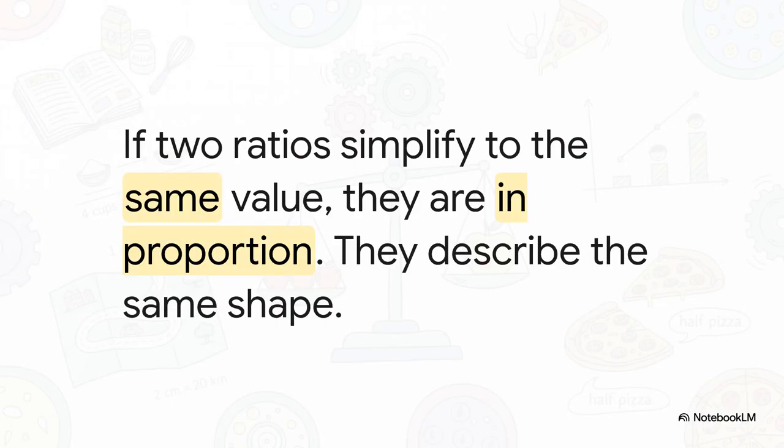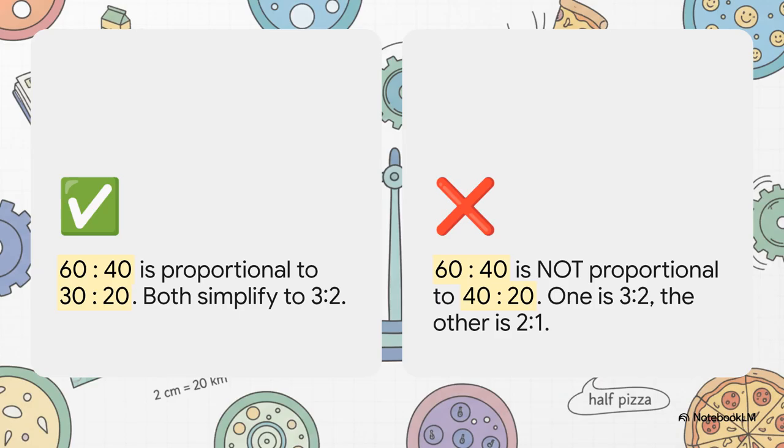And this is where it all clicks into place. When you have two ratios that can be simplified down to the very same value, then we say they are in proportion. It basically means they're describing the same exact shape, just one's bigger and one's smaller. Let's break this down. On the left, we've got ratios that are proportional. The ratio 60 to 40, well, if you divide both numbers by 20, you get 3 to 2. And look, a smaller picture that's 30 by 20, that also simplifies to 3 to 2.